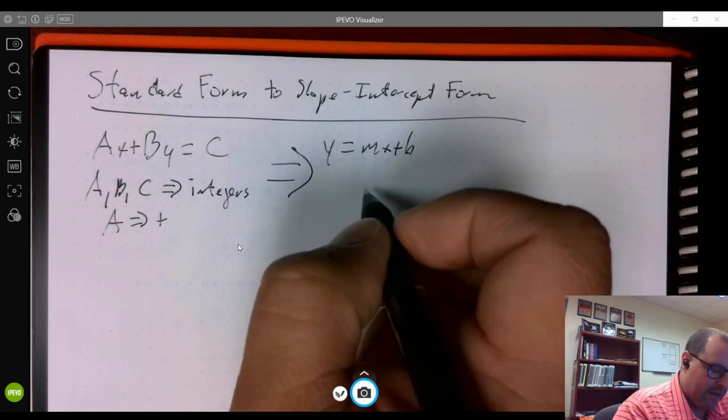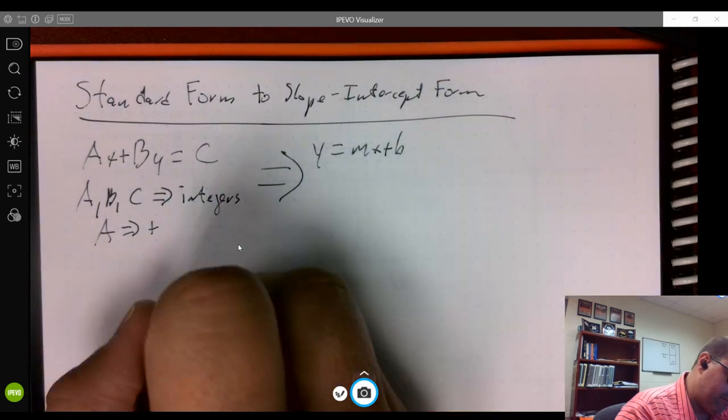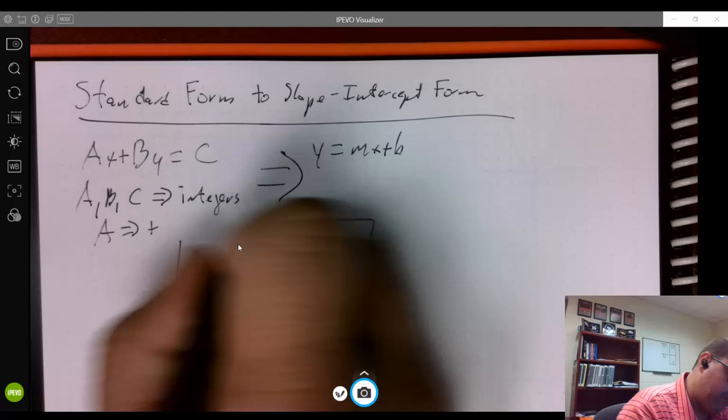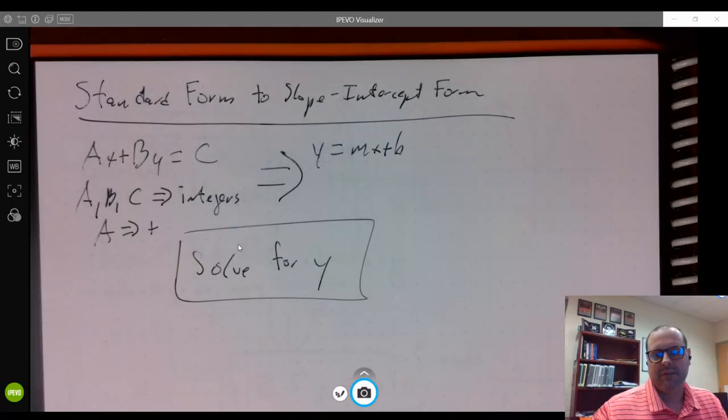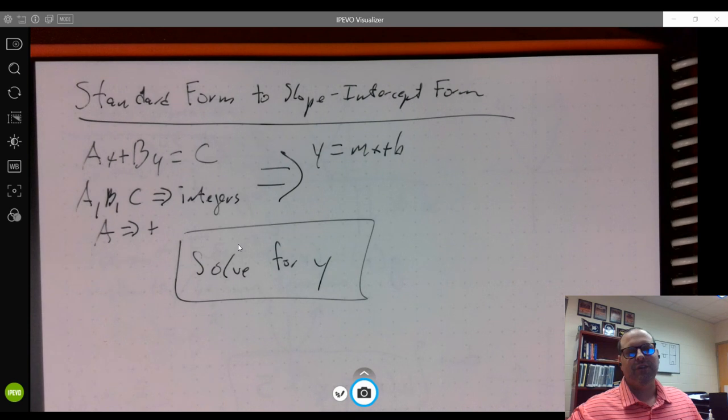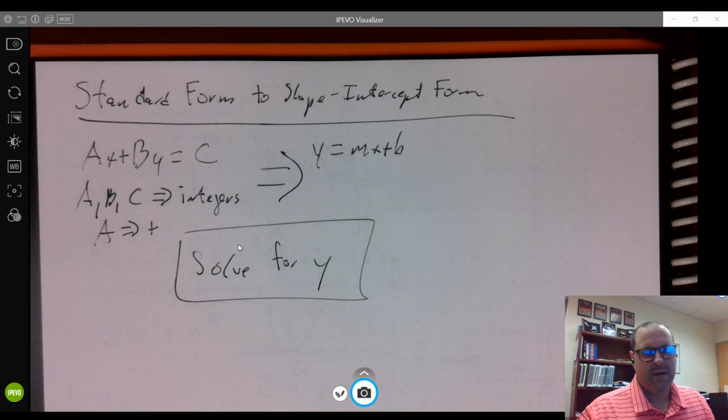The key, or the basic premise of it, is you solve for y. These are literal equations, basically. We've done this before, and when we started with it, we said eventually we're going to solve and put it in slope-intercept form. Guess what? That's what we're at right now.